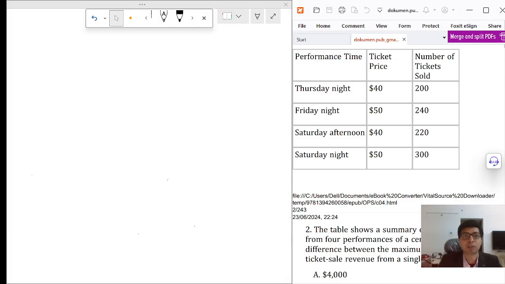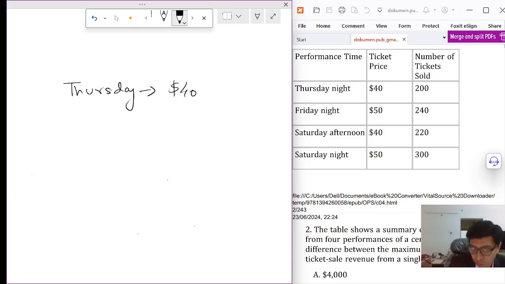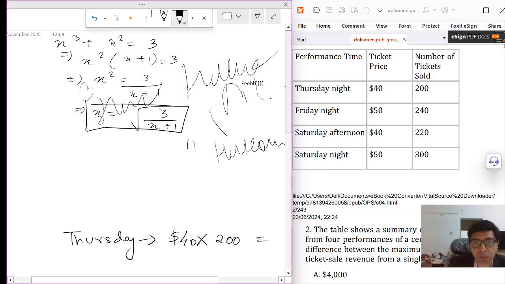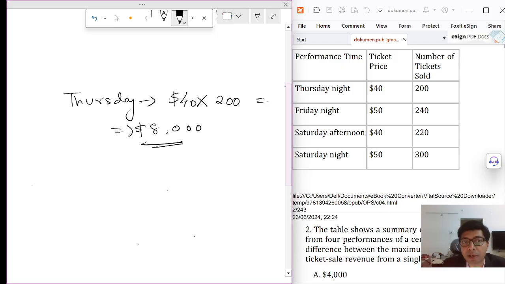For Thursday, our ticket price is $40 and the number of tickets sold is 200. So $40 into 200 gives me $8,000, since 4 into 2 is 8. So that is my ticket sale revenue.